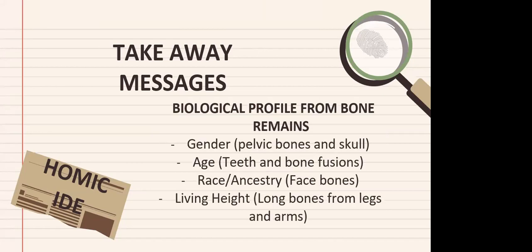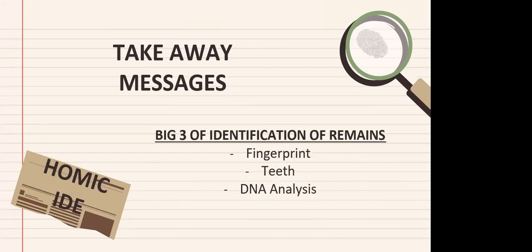Okay po, we have to take note of the biological profile from bone remains. To identify the gender, we have the pelvic bones and the skull. The age, we have the teeth and bone fusions. To determine race or ancestry, we have the face bones, and to estimate the living height, we have the long bones from legs and arms. Next slide po.